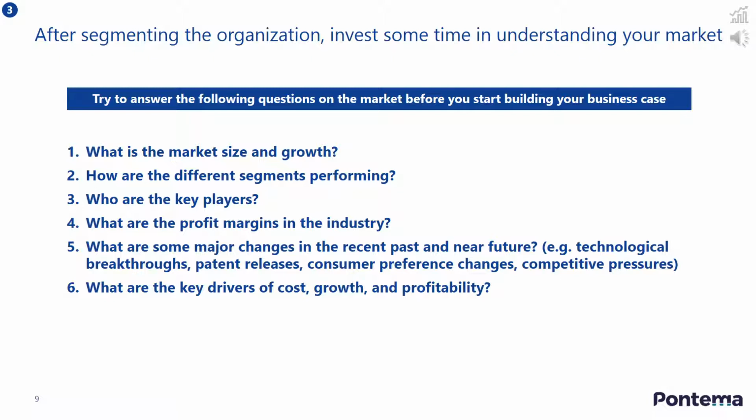After segmenting the organization, the next step is to invest some time in understanding your market. What is the size of the market and how are the different segments performing? Who are the key players and what are the profit margins in the industry? What are some major changes in the recent past and near future? And what are the key drivers of cost, growth, and profitability? Let's now consider each of these in turn, in the context of the Hot Wheels case study.